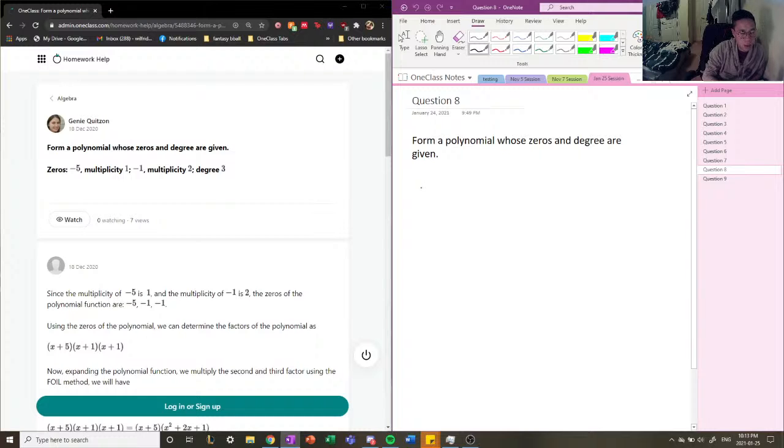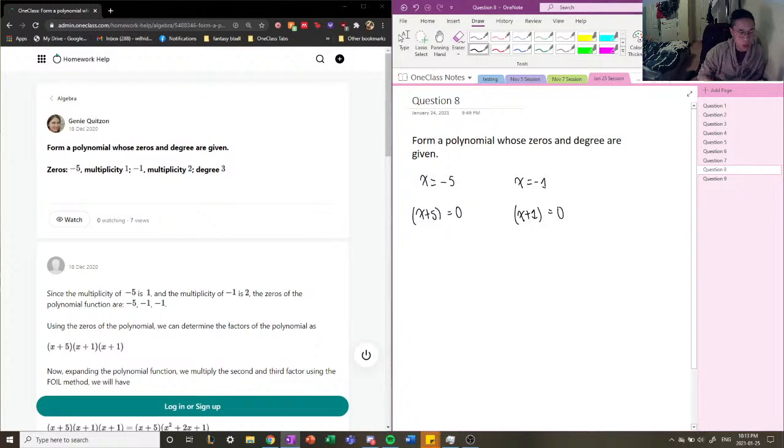The polynomial here has zeros of -5 and also of -1. So to find a factor, all we have to do is move the constant to the other side. We get that x plus 5 is one of the factors, and we also know that x plus 1 is the other factor.